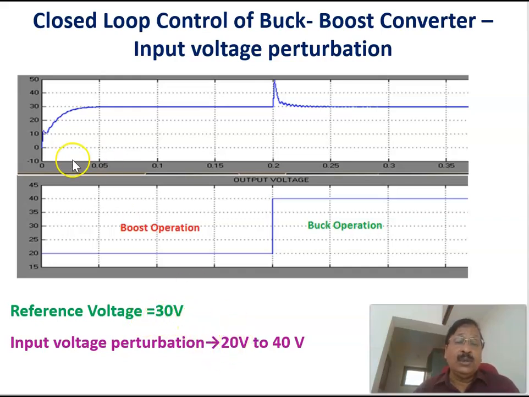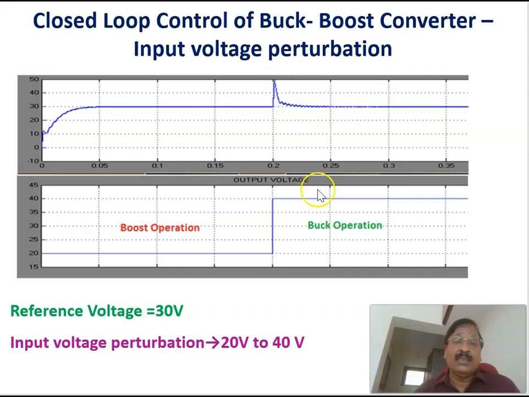Therefore, when input is equal to 20 volts and the reference voltage equal to 30, output is again 30 volts. In this case, the output is 30 and input is equal to 20. That is why boost operation is taking place. During this period, the circuit is working as a boost converter. And from this portion, the input voltage is perturbed from 20 volts to 40 volts. Still, the reference voltage we kept is 30 volts. Therefore, we want to get a constant 30 volts here.